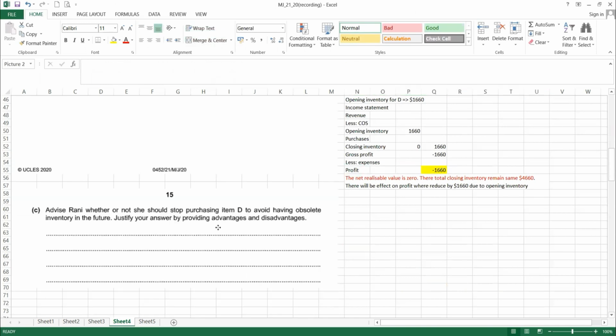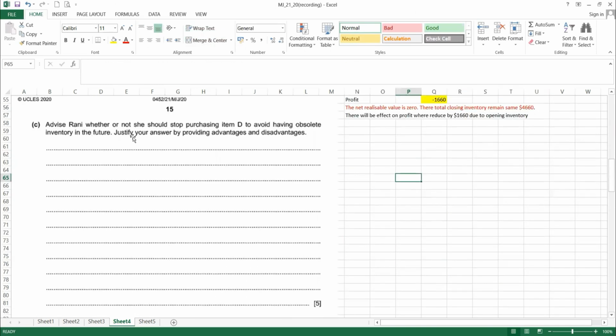Okay, now let's continue. Advise Rani whether or not she should stop purchasing item D to avoid having obsolete inventory in the future. Justify your answer by providing advantage and disadvantage. So we just put in what is the advantage. We give 2 points of it since here is 5 marks. So what is the advantage when she should stop? So we agree to stop.